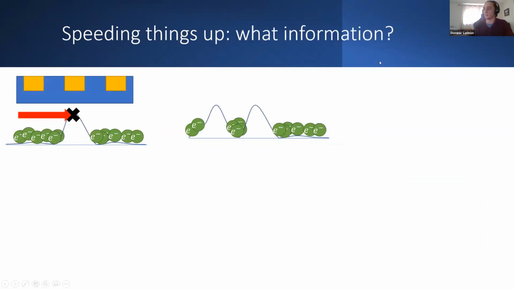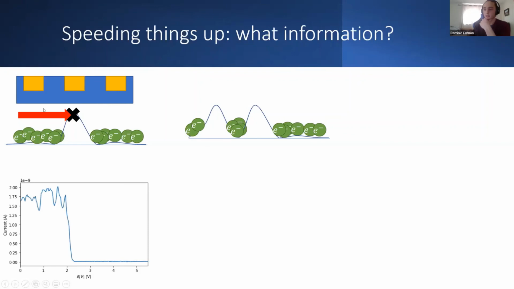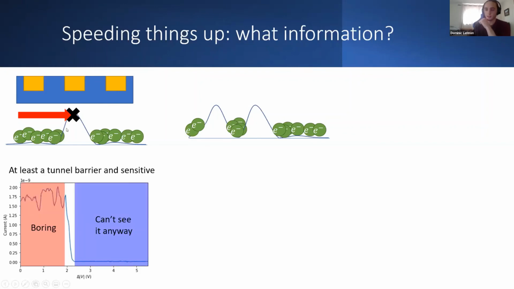So what conditional information is there to exploit? Well, on first, the tunnel barriers, we can get information about where a tunnel barrier is forming by looking for this pinch off. Near this pinch off, we're forming a tunnel barrier, which is going to be blocking our current. And too far away from this, we can't see it anyway because our transport isn't sensitive.